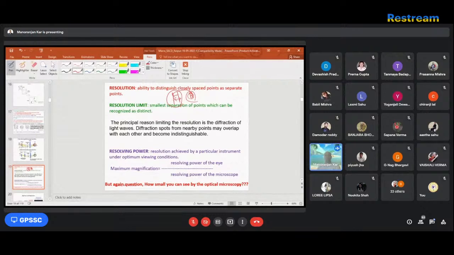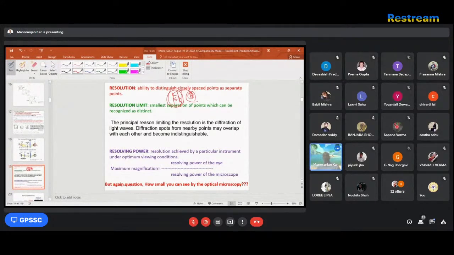This is my eye. The instrument can understand this, magnify it, and give it to me. So the resolution for my eye and the resolution for the machine are different. But the machine's job is to bring whatever it is to my eye limit, then only I can observe. So resolution is the ability to distinguish. Who will distinguish when you have an imaging instrument? Our eye is an imaging instrument. We have built all the instruments depending upon our eye limit. The reference is our eye limit. So the resolution limit is the smallest separation of points which can be recognized as distinct.